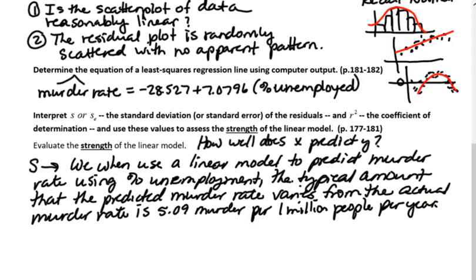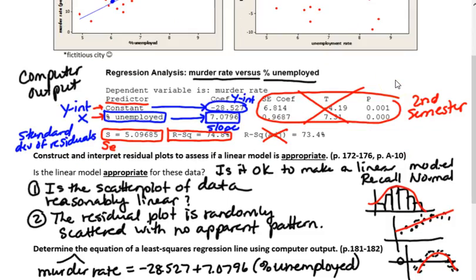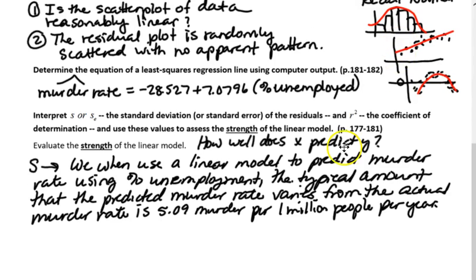Okay, so that is how we interpret S. Now, if we go back and look at the residual plot, we have residuals as high as 10 or 11 and about -9 or 10. But the typical amount of the residuals is about 5. We see a whole lot of residuals in the +5, -5 area, and that's the typical amount of variation. So that makes very good sense.